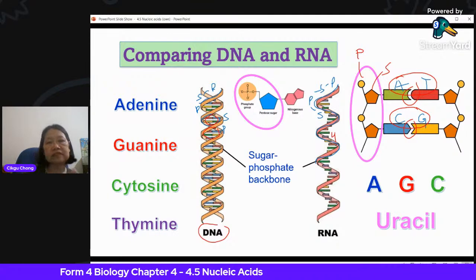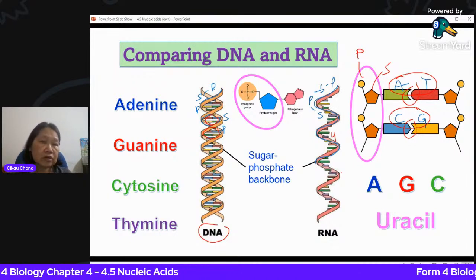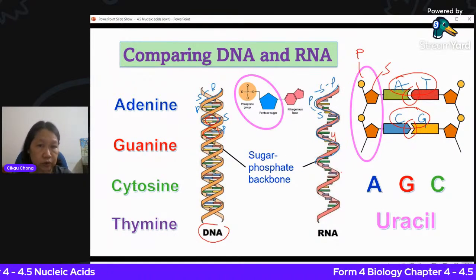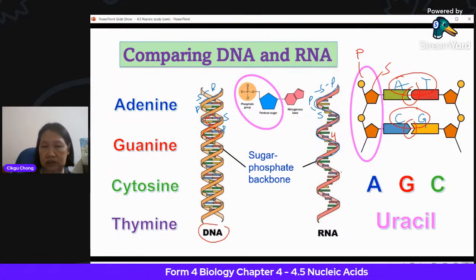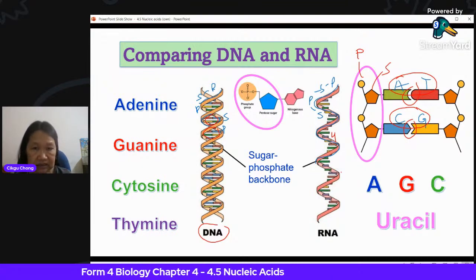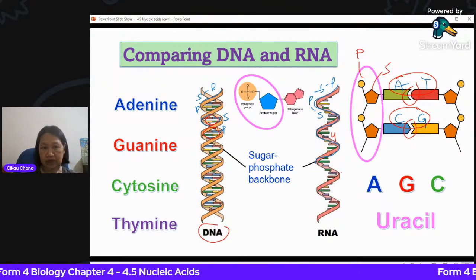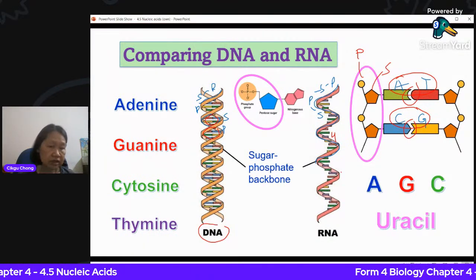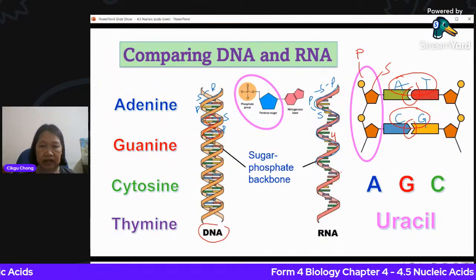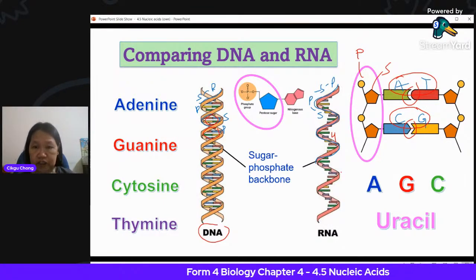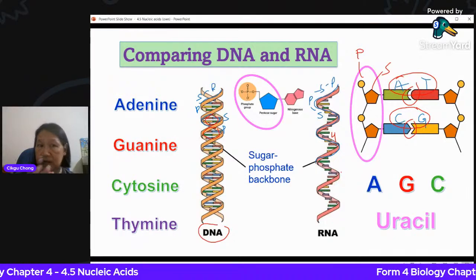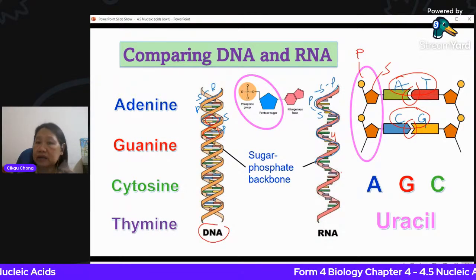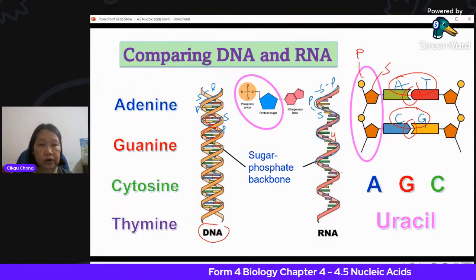Okay, so you can say both are made up of nucleotide basic units. Both have adenine, guanine, cytosine as nitrogenous bases. And differences: DNA has thymine, but RNA has uracil as a nitrogenous base. Okay, so this is basically the differences and the similarities between DNA and RNA. Okay, right, I go on.